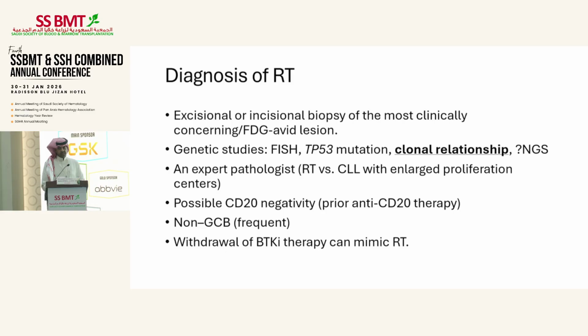The most recent updates are saying there has to be confluent sheets of large cells. They look like centroblast or even immunoblast-like, so they have to look large enough and confluent enough. And then you would go with the immunohistochemistry findings, knowing that it is expected for them to lose CD20 if they've been exposed to anti-CD20 prior to that. It is also expected that the CD5 and CD23 would not be as avid as in CLL cases. The majority of them will be non-GCB-like if you use the Hans algorithm.